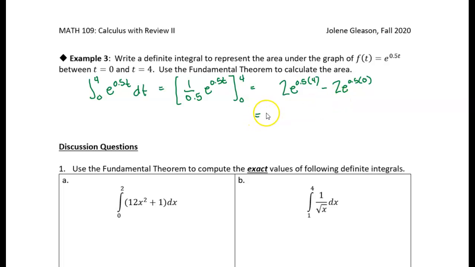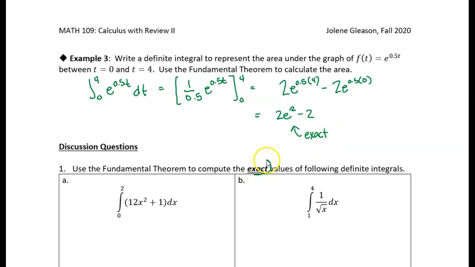And so let's see, what do we have? We have 2e, and then we have half of 4, which is 2. So 2e squared minus 2. Okay, that would be the exact answer.